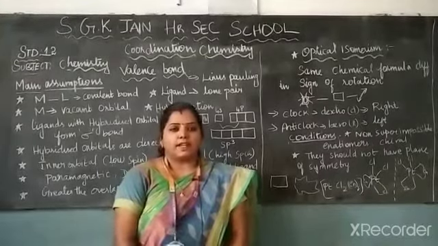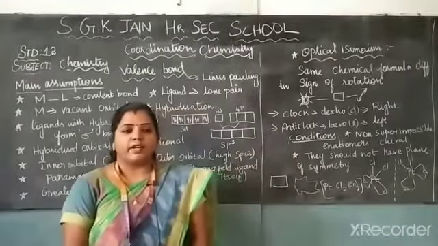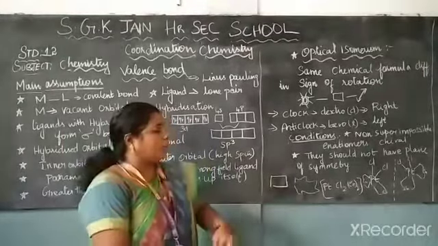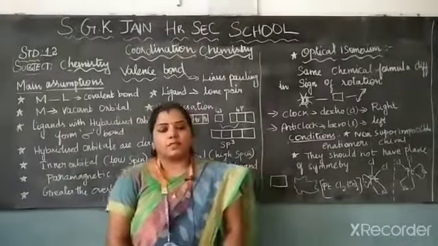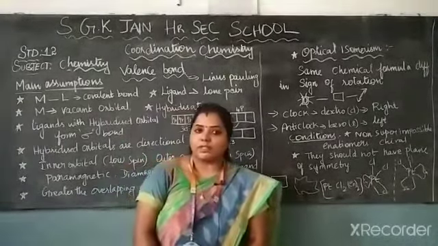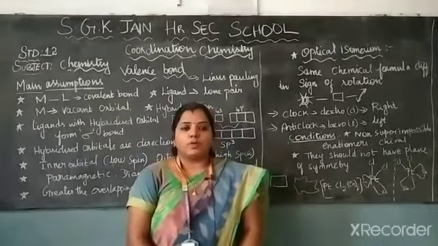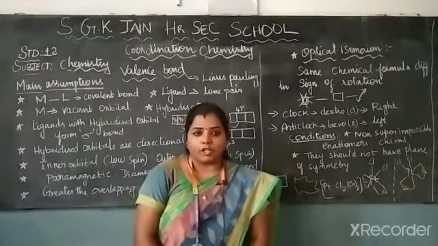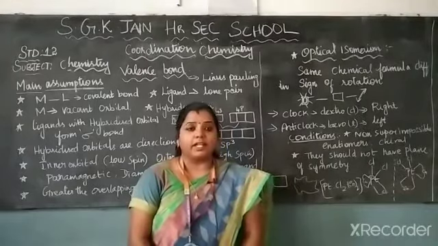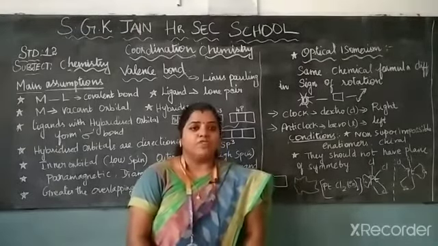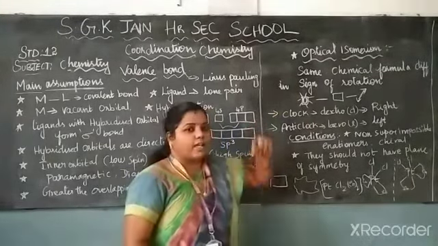Today, for the 12th standard, I am going to explain the lesson coordination chemistry and the topic is optical isomerism. In the last class we discussed isomerism as well as the types of isomerism. Isomerism means having the same molecular formula but differing in chemical and physical properties. Today we will discuss optical isomerism.